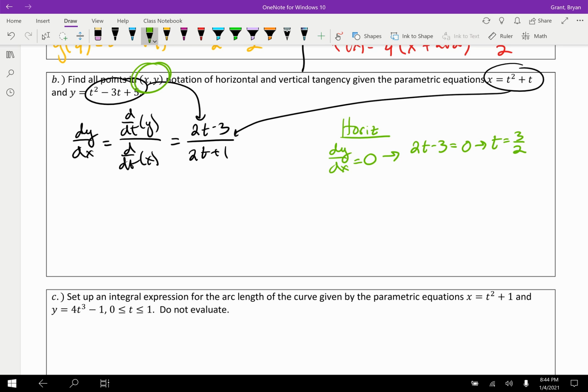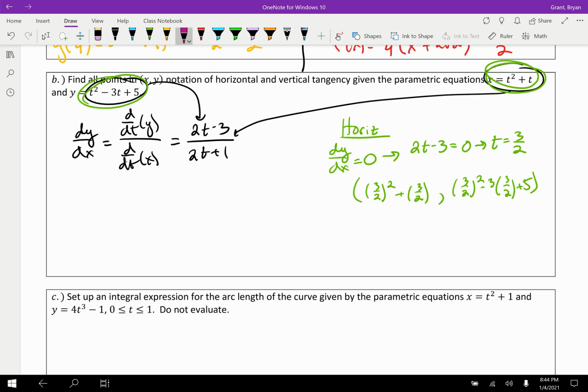However, they asked us to find all points in x, y notation. So we know t is 3 halves, but how do we find the point? Well, we have nice equations up here that convert t's into x's and y's. So if I wanted the point, the x-coordinate will be 3 halves squared plus 3 halves, and the y-coordinate will be 3 halves squared minus 3 times 3 halves plus 5. And don't tell anyone, but I'm going to be really lazy and not go any further.